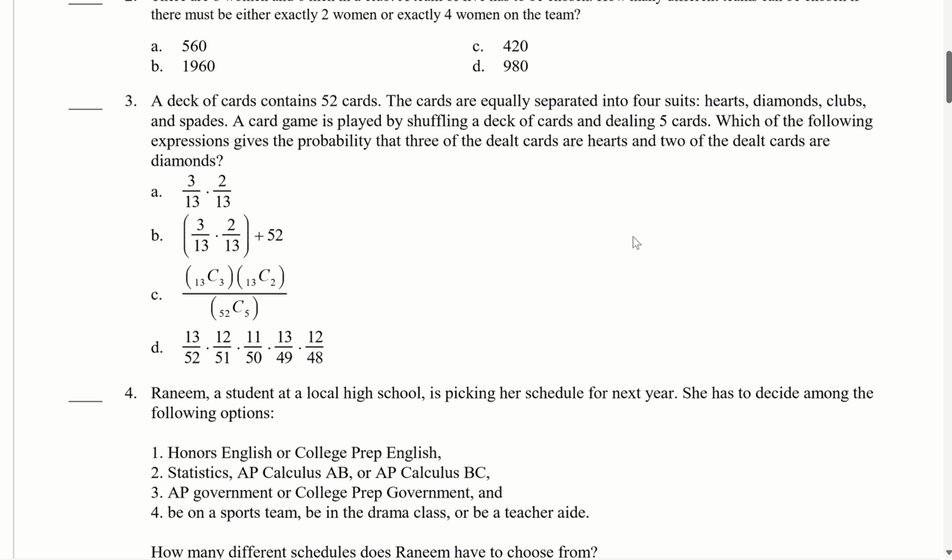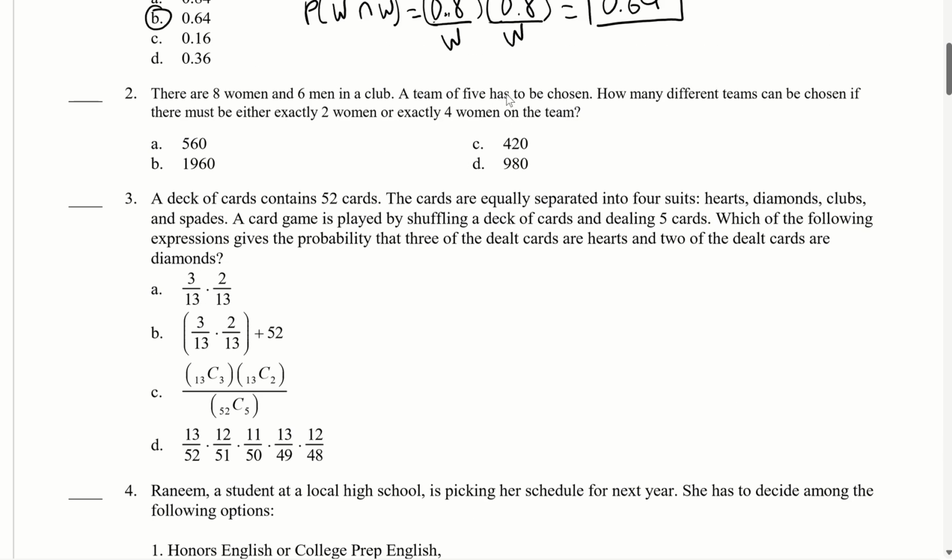Number 2, there are 8 women and 6 men in a club. A team of 5 has to be chosen. How many different teams can be chosen if there must be exactly 2 women or exactly 4 women? So we see the word or. Remember that word or means that you're combining the probabilities. So the probability of A or B is equal to the probability of A plus probability of B.